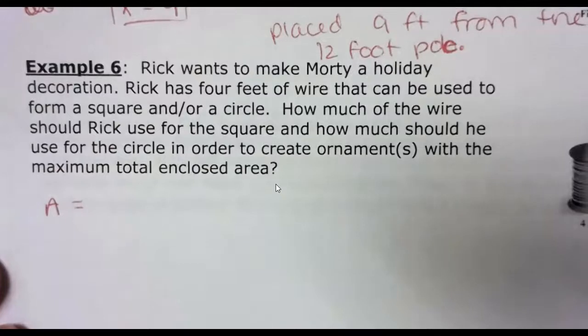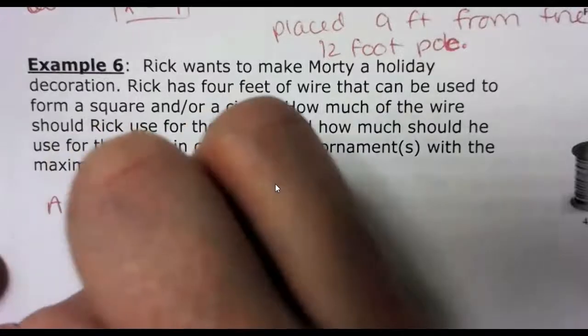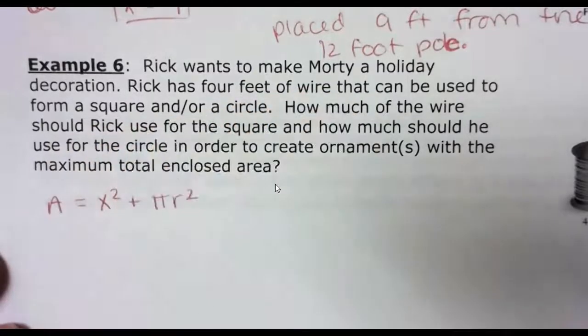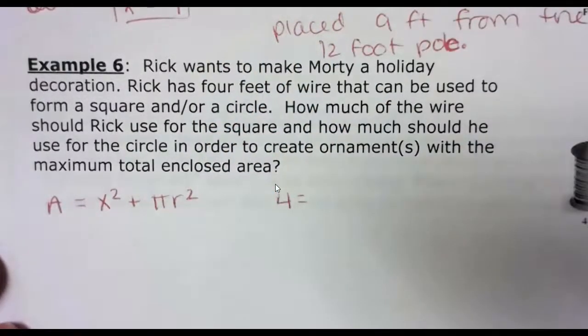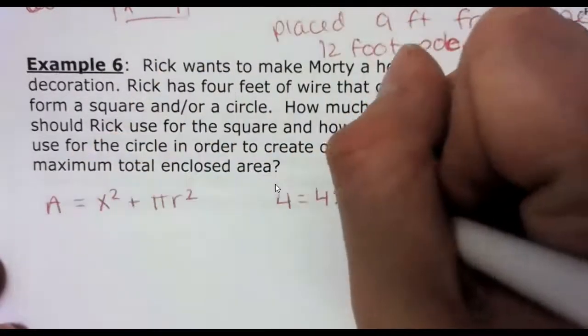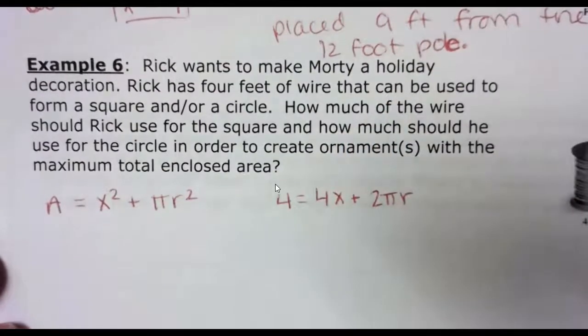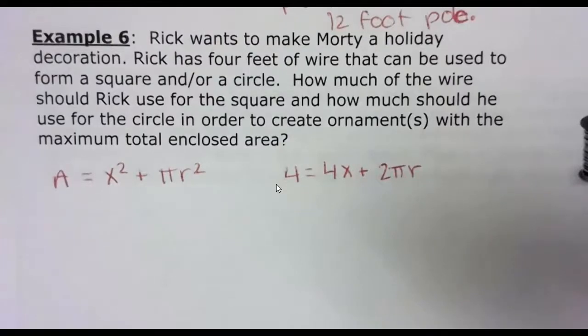So area of a square and area of a circle is x squared plus pi r squared. And then we know that we have 4 feet. That 4 feet represents our perimeter. And the perimeter of the ornaments would be 4x for the square and 2 pi r for the circumference. So you have area and perimeter as 2 equations.